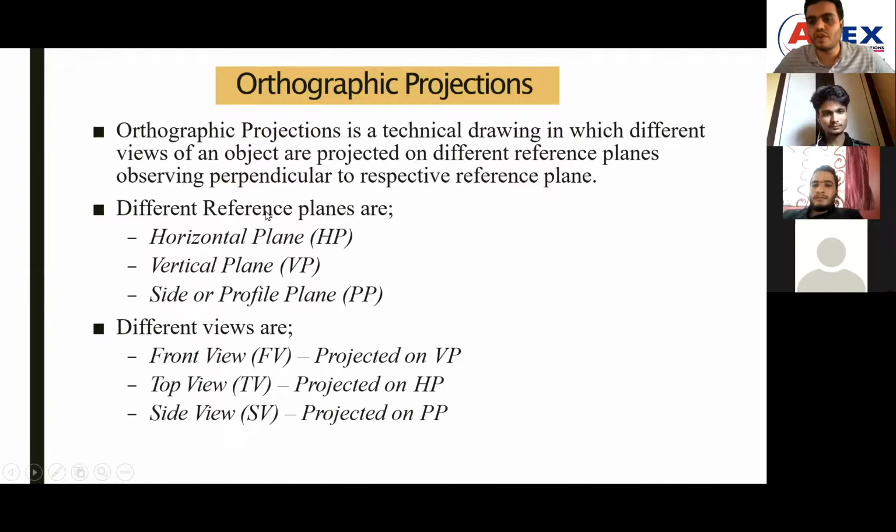This session, whatever I am explaining to you, is based on the interview. Those are all interview questions. Next we have different views: front view, top view, and side view. In detail, front view we have back side view, top view, and bottom view. Side view means left side view as well as right side view. These are the major different views we have.